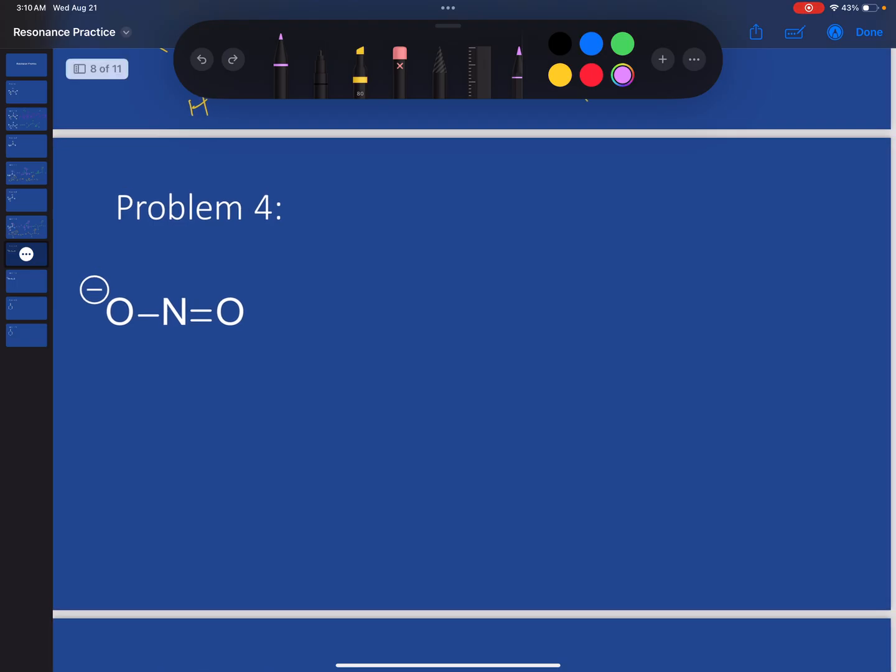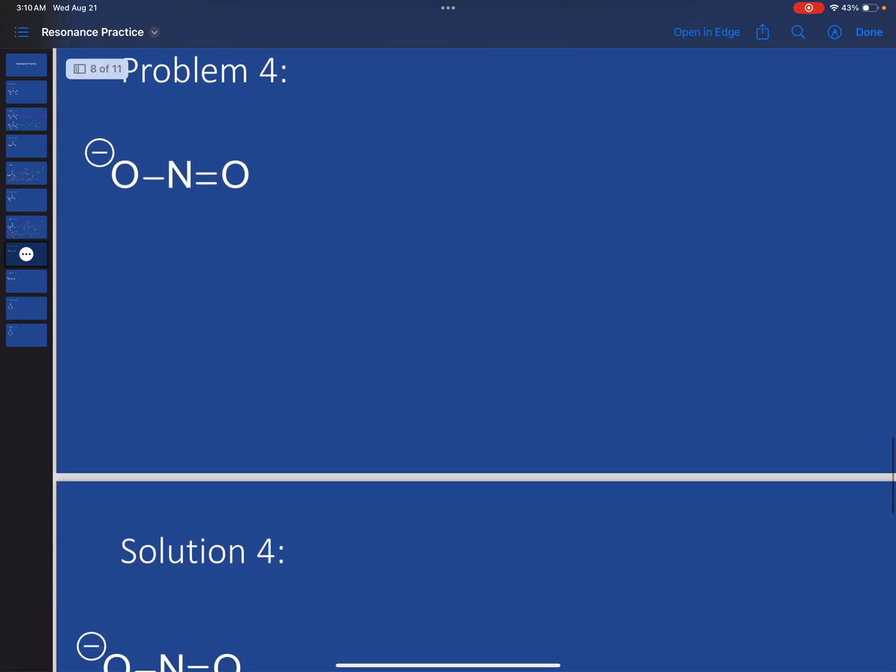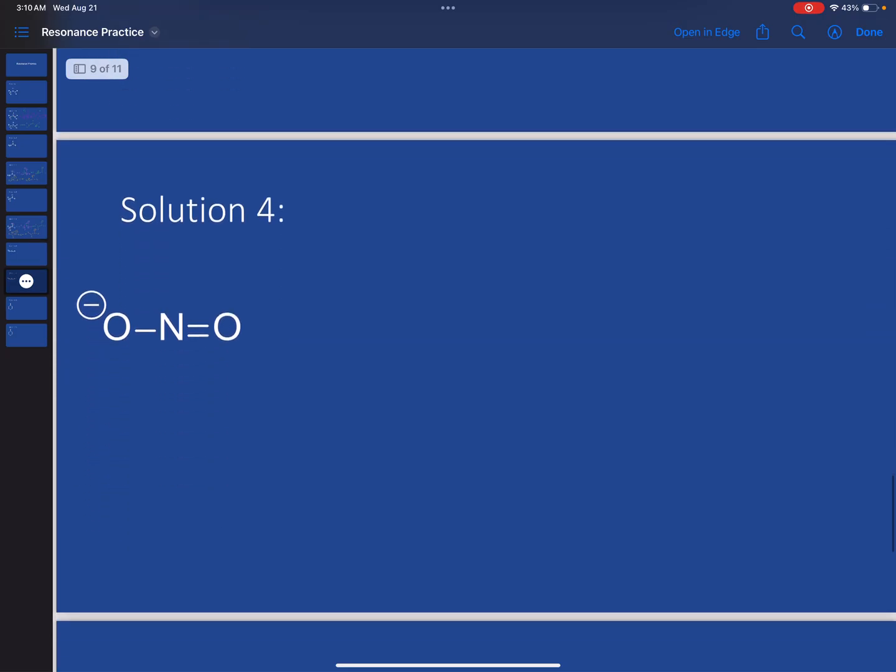The first being I have a double bond, and I could just focus on that if I want to. Or I could focus on the idea that I have a negative charge next to an atom that has a pi bond. All right, so if you would like to go ahead and give this one a try, feel free to do so. Otherwise, I'm going to go ahead and get started.